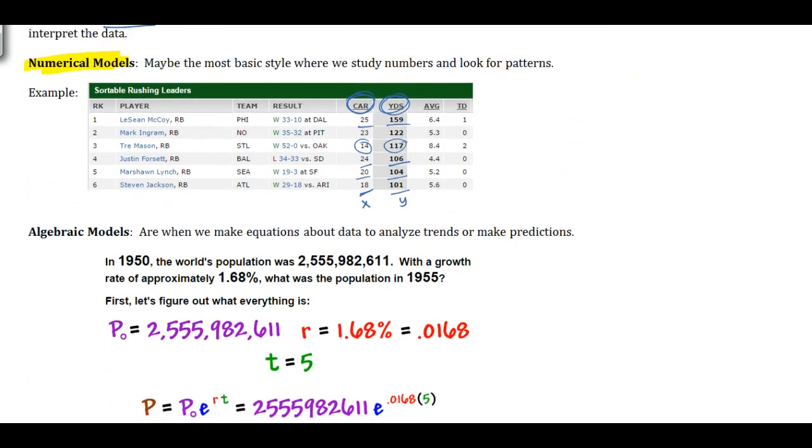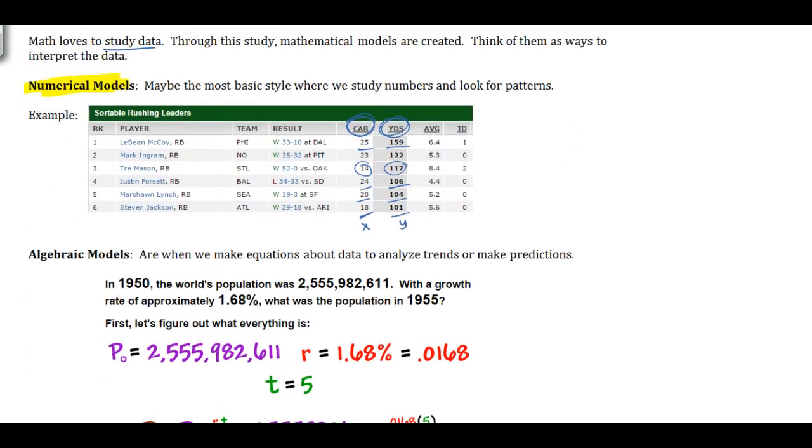We also got what we would call algebraic models, which kind of feels a lot like a numeric model, but it's when we make that equation from that numerical model so we can do stuff with it. Here was just one I pulled out. It says in 1950 the world population was 2.5 billion, with a growth rate of about 1.68%. So what was the population in 1955?